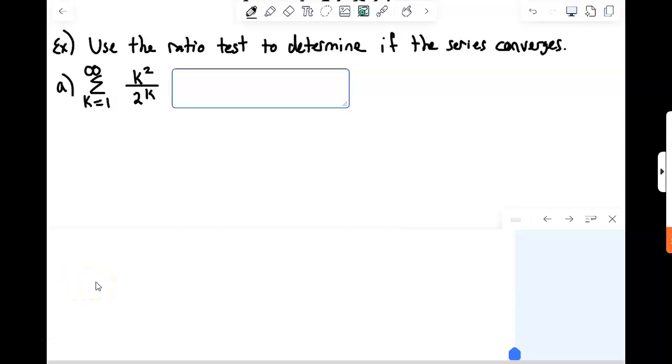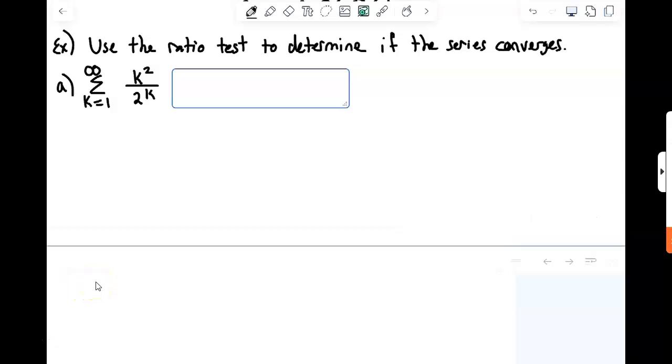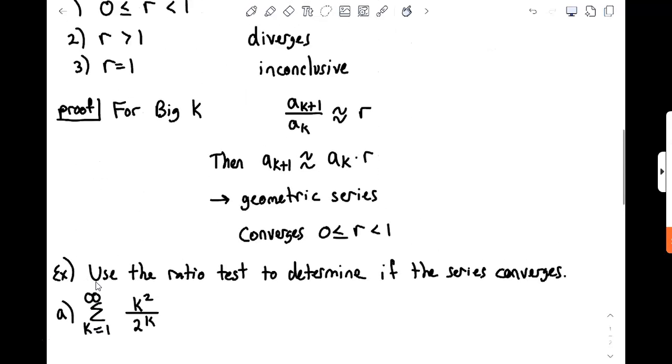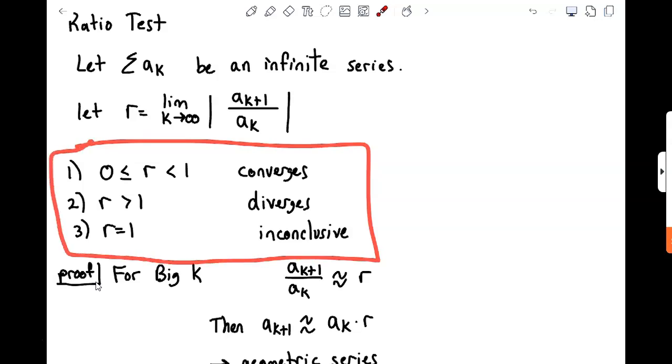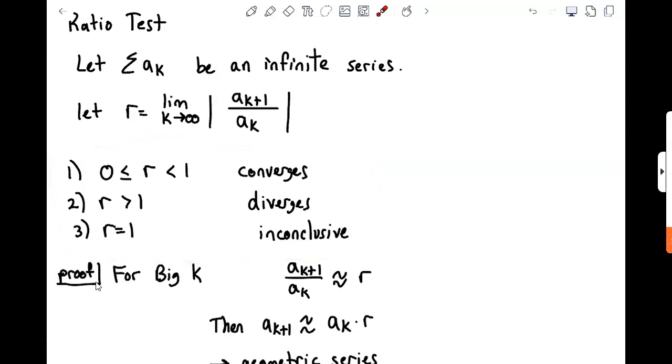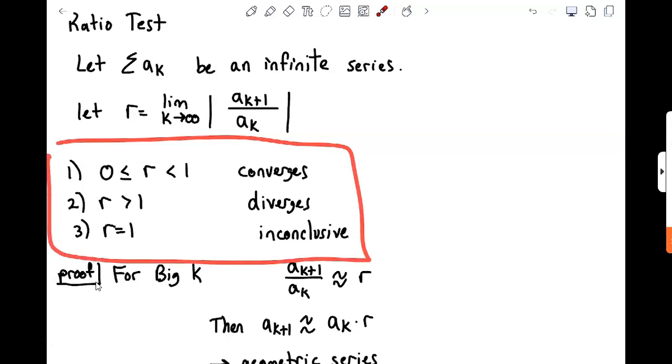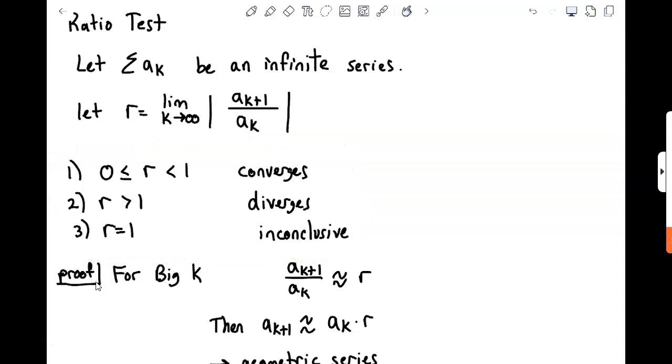All right, welcome back. So now that we've discussed what the ratio test is and its results here, that if the limit of the ratio goes to a number between 0 and 1, we say it converges. Goes to something greater than 1, we say it diverges. And it turns out if r is equal to 1, the test is actually inconclusive.